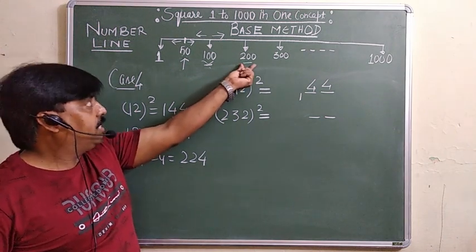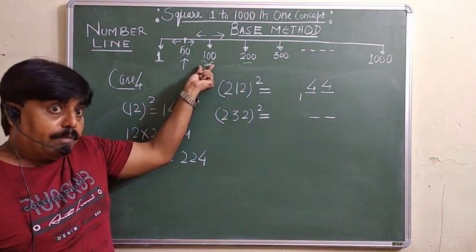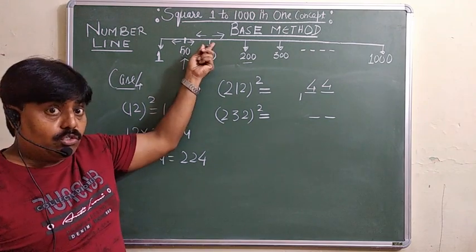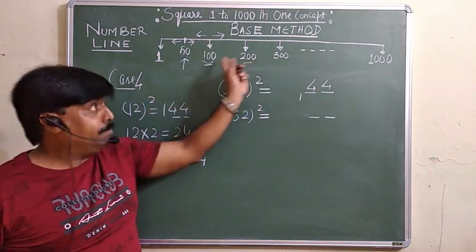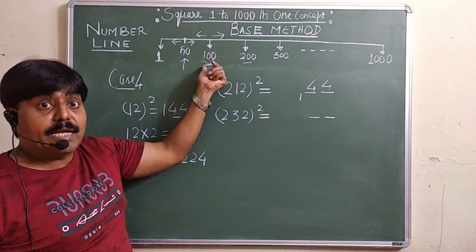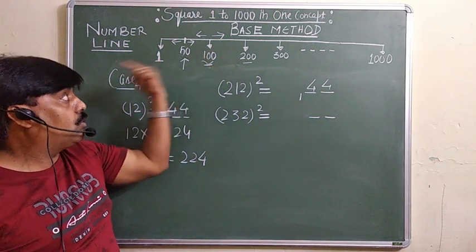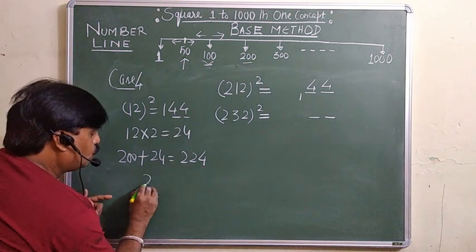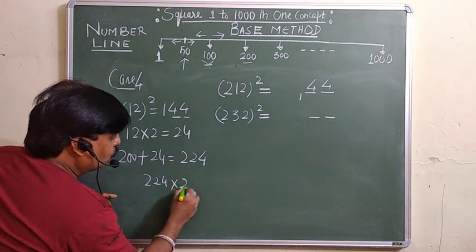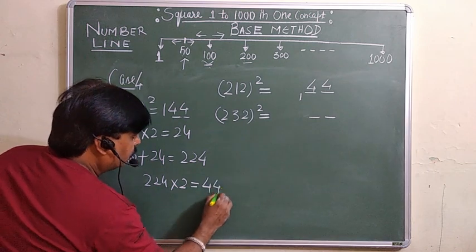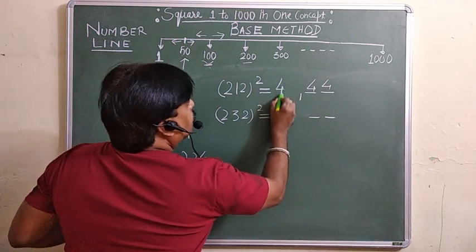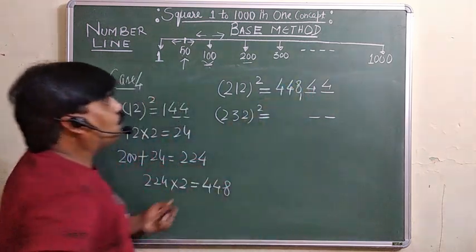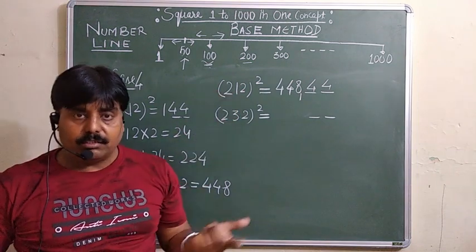This 200 is twice of this 100, because 100 is your base. These are the sub bases. Remember, 300 is 3 times 100. So we will multiply by 3 there. We will discuss that later on. Now this number 224 must be multiplied by 2. So that is 448. So 44844 is the square of 212.